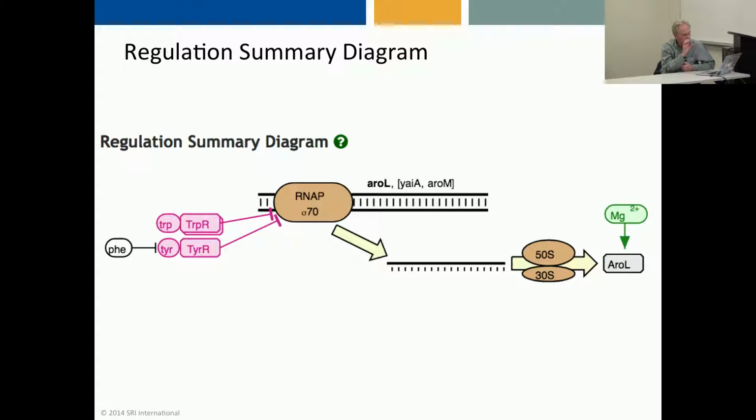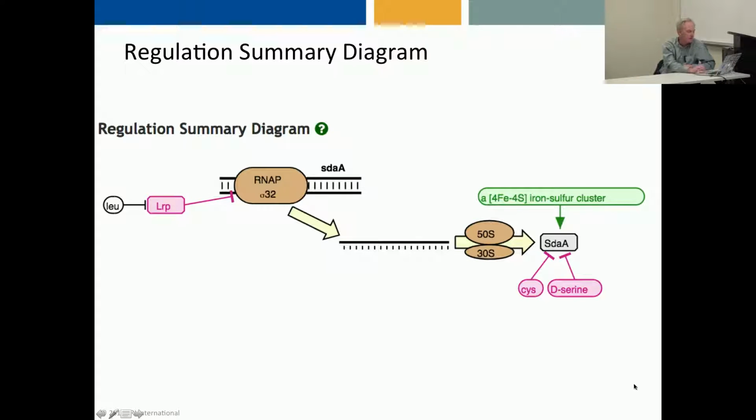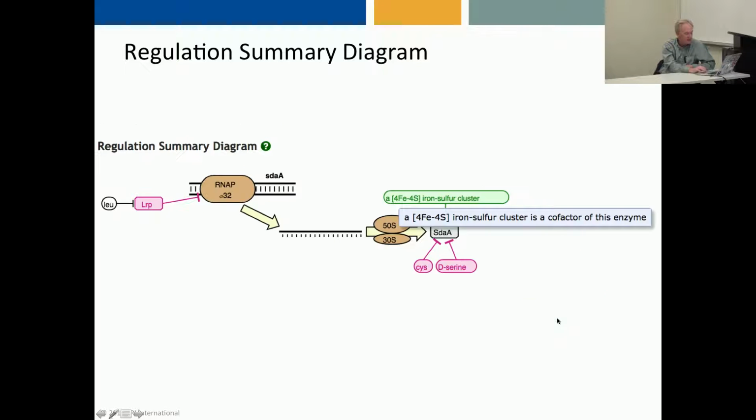There's kind of an overall template diagram that the software can generate, and then based on querying the underlying database for what's known about the regulation of this gene and the gene product, the software overlays these various components of the diagram. So here's another example of a regulation summary diagram. In this case, it's the LRP gene that inhibits the transcription of this gene, and there are 2 small molecules that inhibit the resulting protein product, which requires an iron-sulfur cluster to be active.